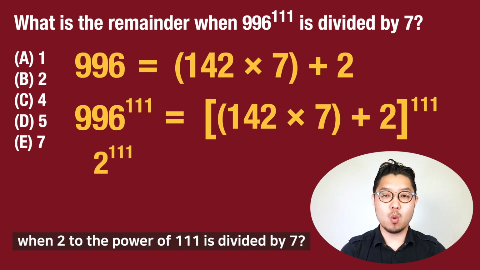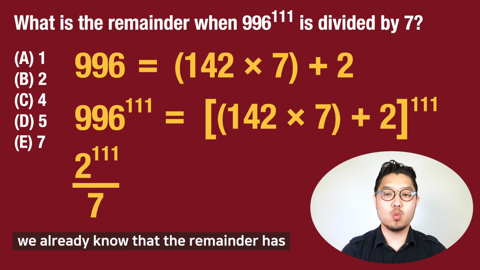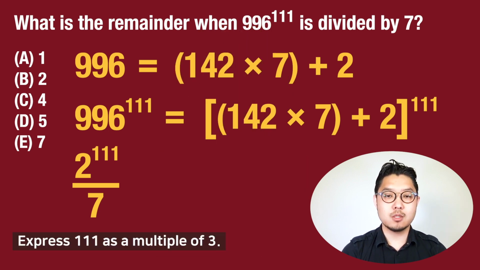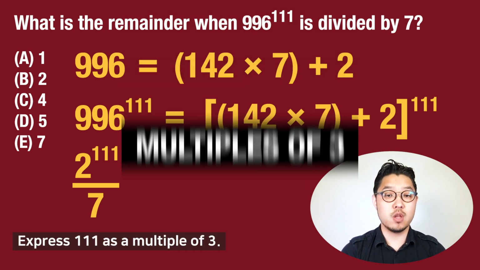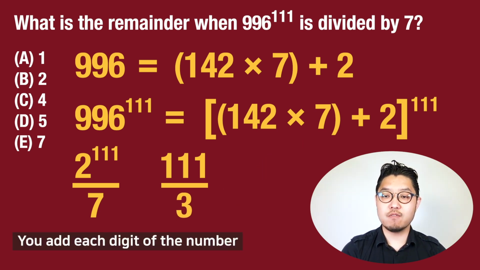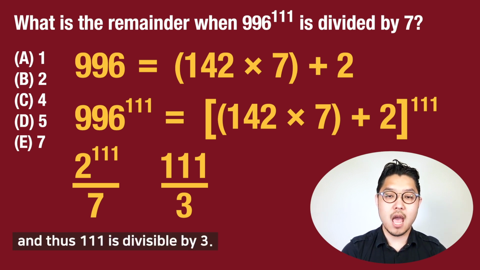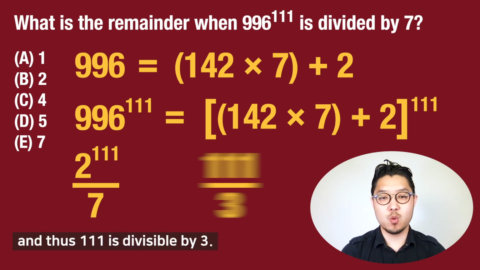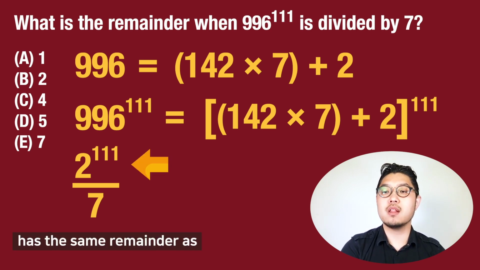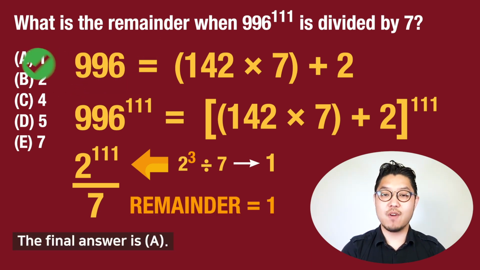What is the remainder when 2 to the power of 111 is divided by 7? From the previous question, we already know that the remainder has a cyclic pattern of 2, 4, and 1. Express 111 as a multiple of 3. 111 is divisible by 3. How do you know that? You add each digit of the number and see if it is divisible by 3. 1 plus 1 plus 1 is 3, and thus 111 is divisible by 3. By cyclicity, 2 to the 111th power has the same remainder as 2 to the 3rd power when divided by 7. It has the remainder of 1. The final answer is A.